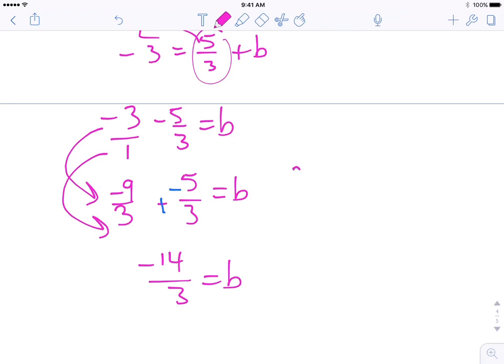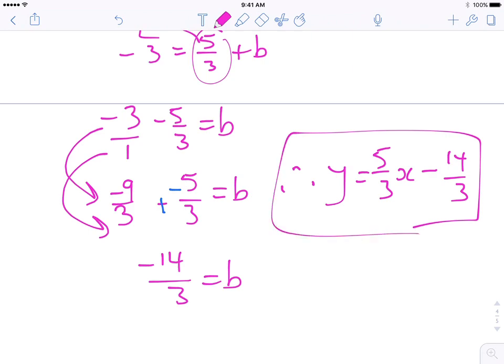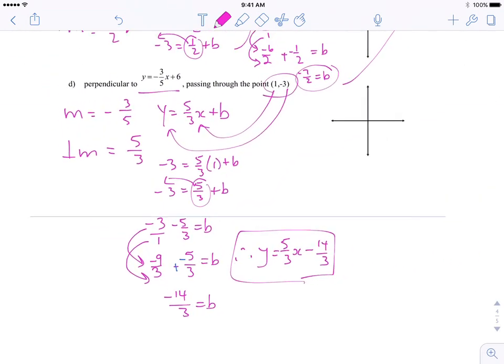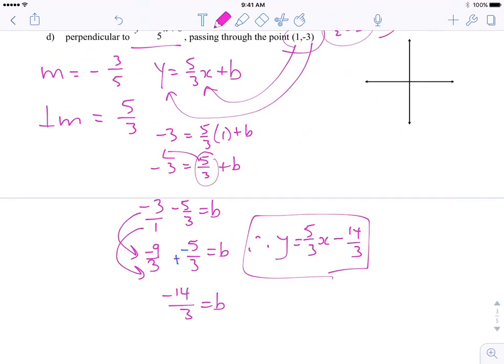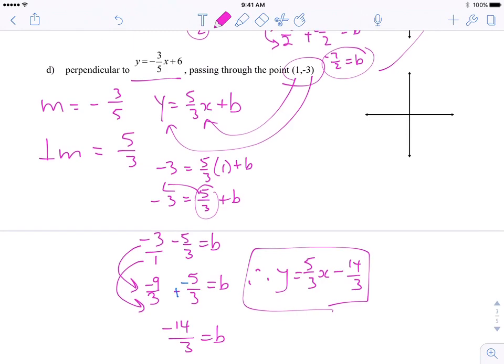So the equation is y equals 5 over 3 x minus 14/3. And that's the equation of the line that's perpendicular to y equals negative 3/5 x plus 6.